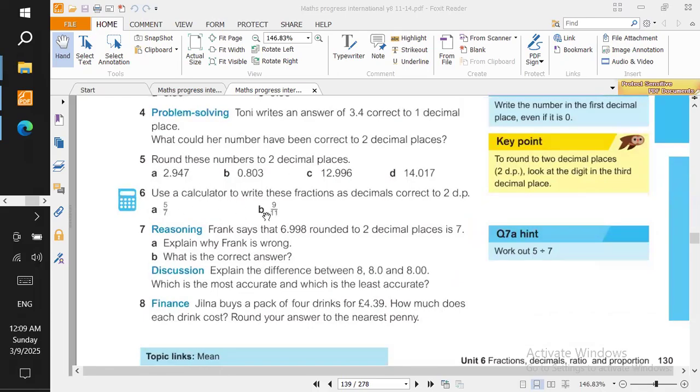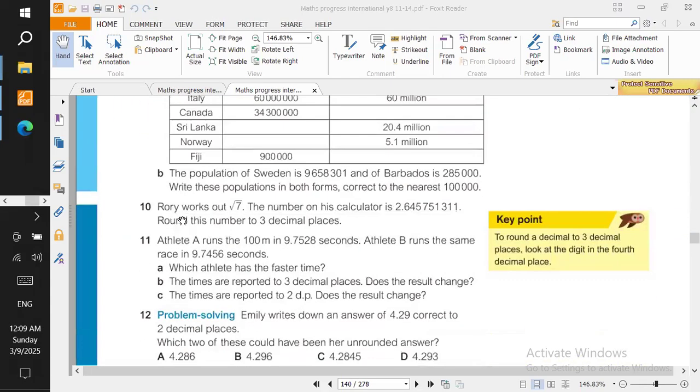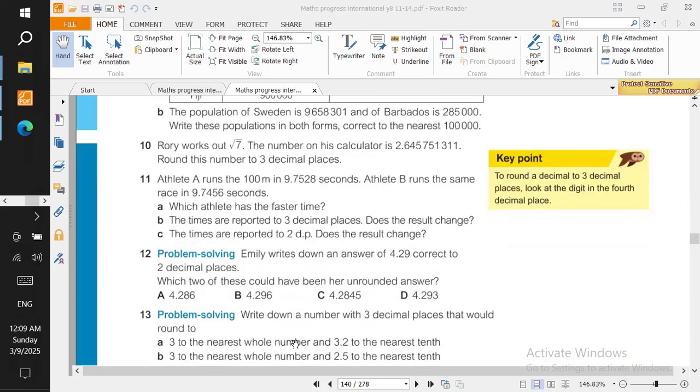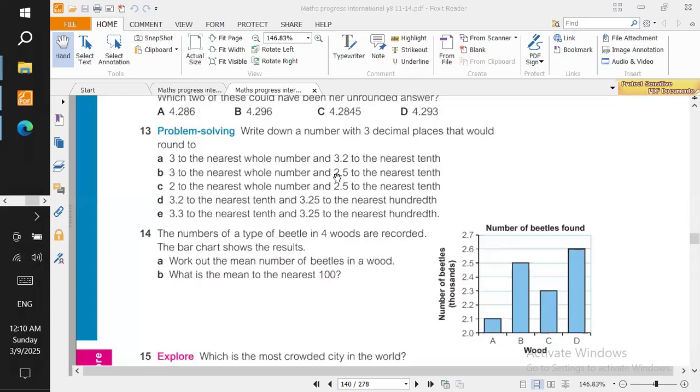Here, use a calculator to write these fractions as decimals, correct to two decimal places. So divide them with a calculator and then round them to two decimal places. Okay. These questions are easy. We don't have to do them here. Rounding, same idea. Which two of these could have been rounded? Same idea, same questions: 3 to the nearest whole number and 3.2 to the nearest tenth.